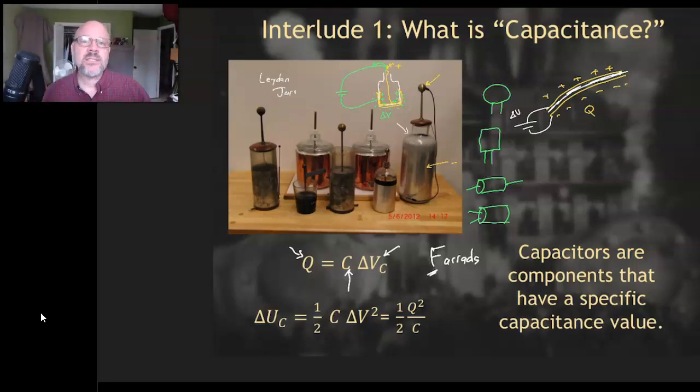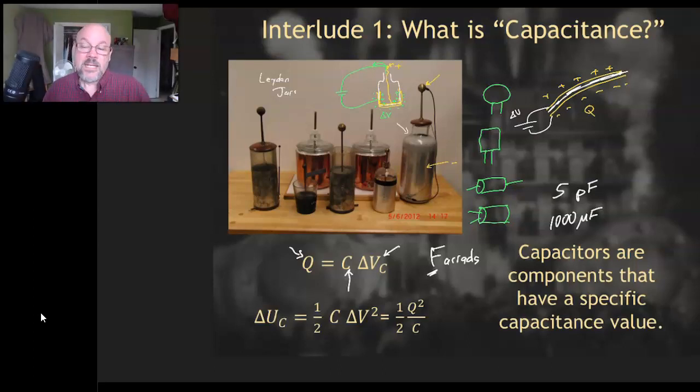Most of the time when you see a number representing capacitance in an example, it could be anything from as small as maybe 5 picofarads, which is 10 to the minus 12, or maybe a really big one. A big one would be maybe 1,000 microfarads, which is 1 millifarad.